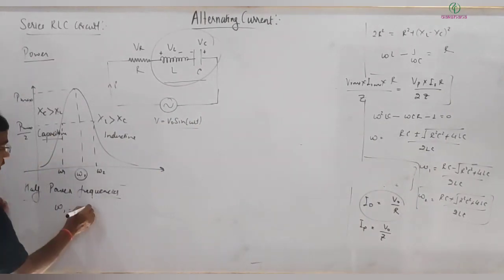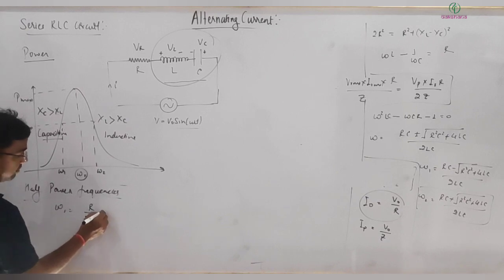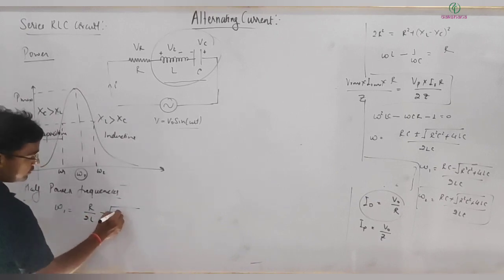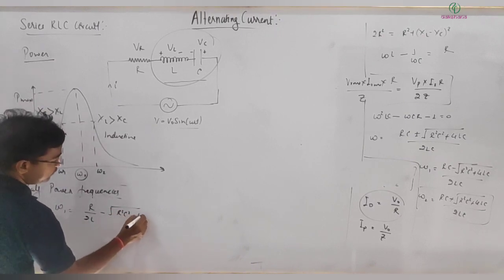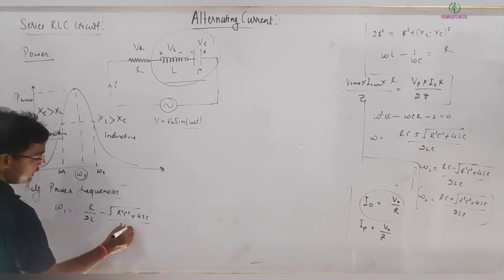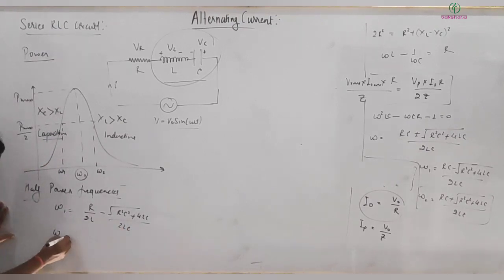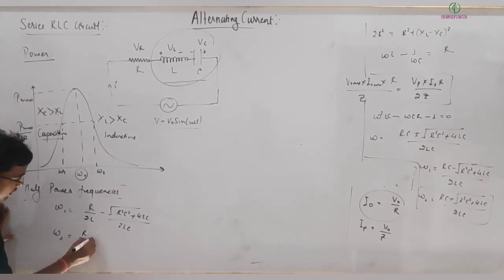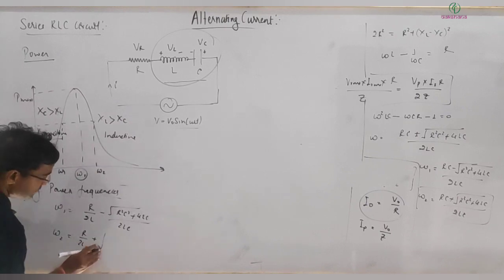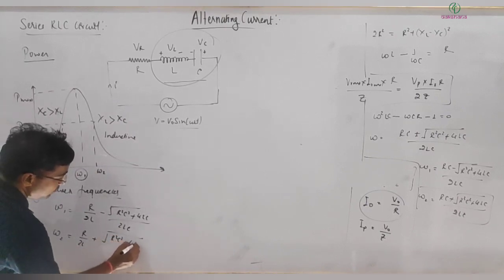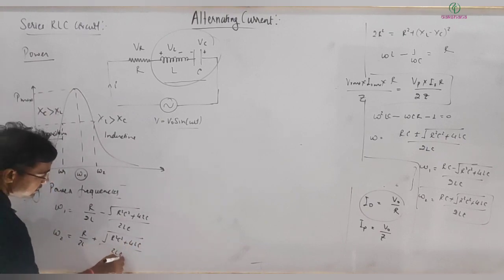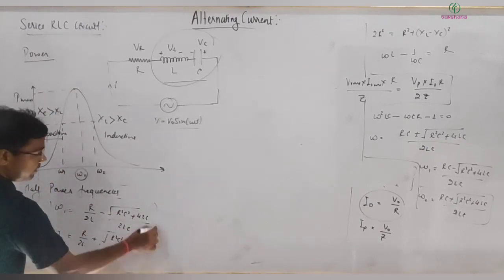It's R by 2L minus under root R square C square plus 4 LC, divided by 2 LC, and omega 2 is equal to R by 2L plus, same thing, under root R square C square plus 4 LC, divided by 2 LC. Clear? These are omega 1 and omega 2.